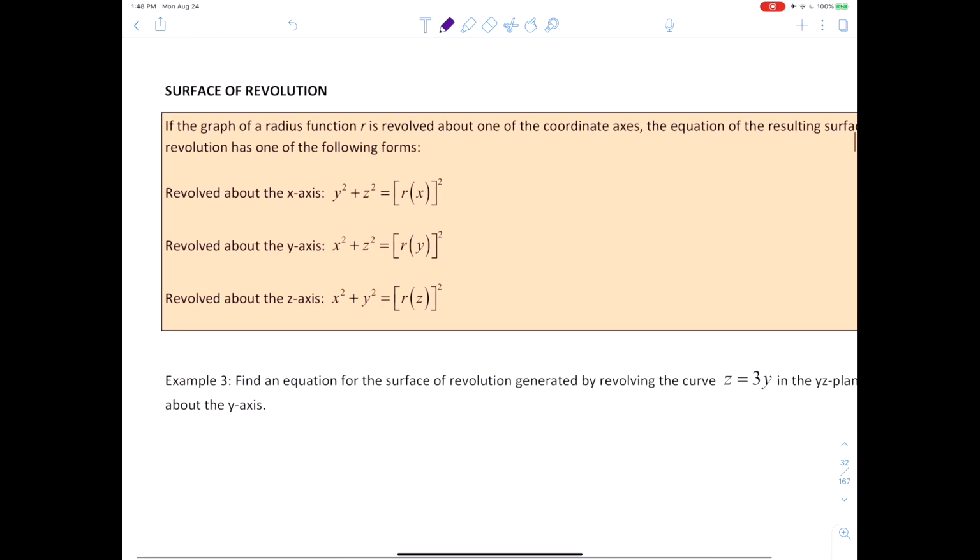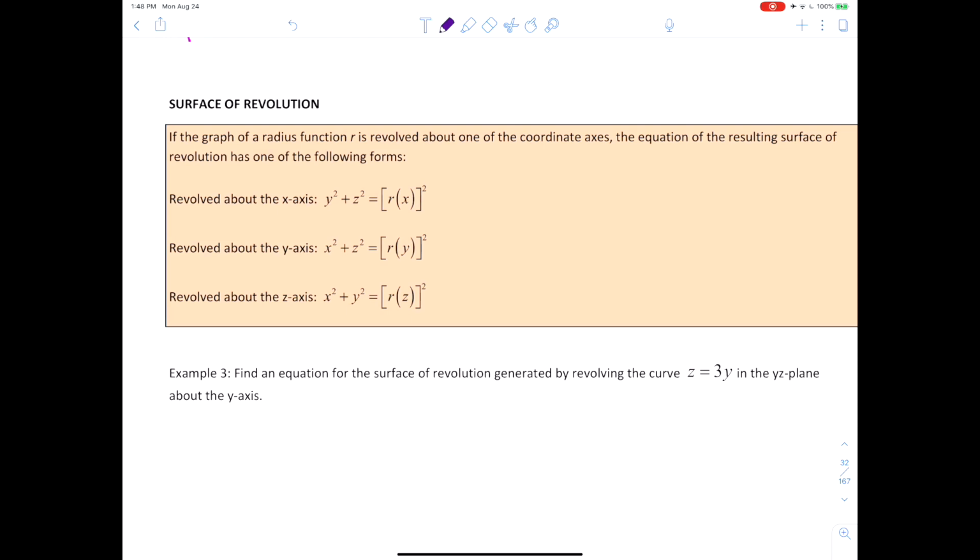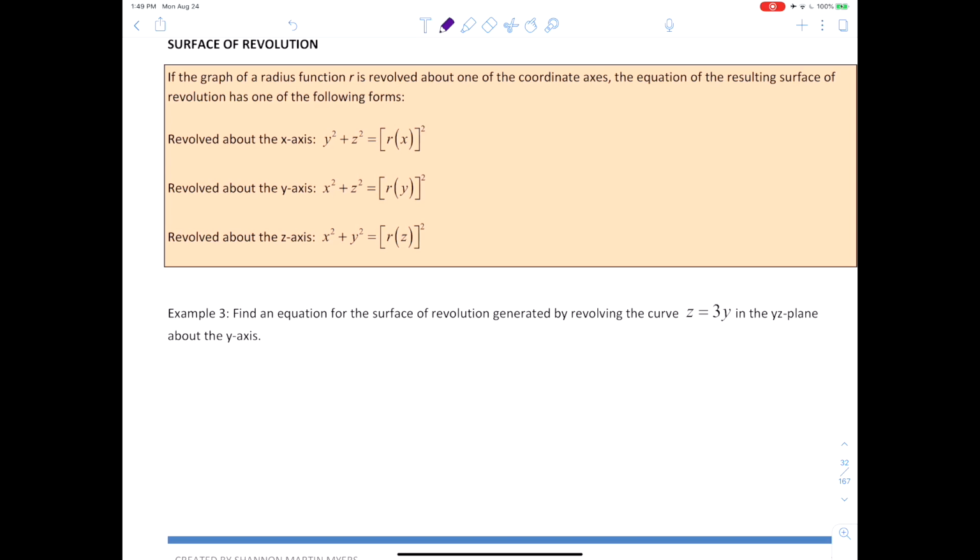So now, surface of revolution. If the graph of a radius function r is revolved about one of the coordinate axes, the equation of the resulting surface of revolution has one of the following forms. So if you revolve something about the x-axis, you get y squared plus z squared is r of x squared, and so on. When you're revolving about the y-axis, you've got x squared plus z squared equals r of y squared, and when you're revolving about the z-axis, you've got x squared plus y squared is equal to r of z squared.